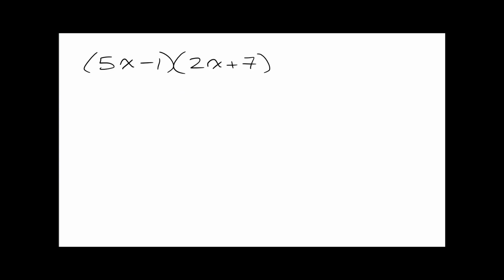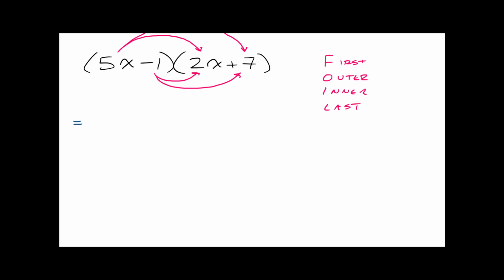So some of you might have used something called FOIL: first, outer, inner, last, as a technique. So the idea is I'm going to take the first term here, the 5x, multiply it by the 2x. Then I'm going to take the first term here, multiply it by the positive 7. That would be the outer terms. Then the inner terms, negative 1 times 2x, and then negative 1 times 7. So let's see what that gets us. When I multiply the first terms, 5x times 2x, 5 times 2 is 10.